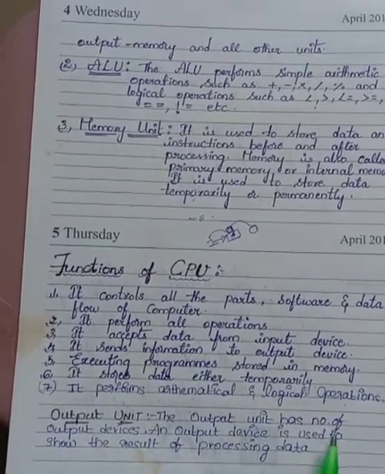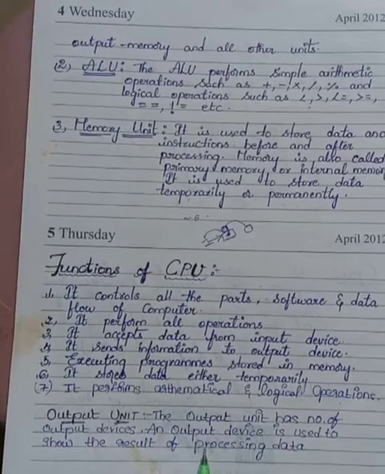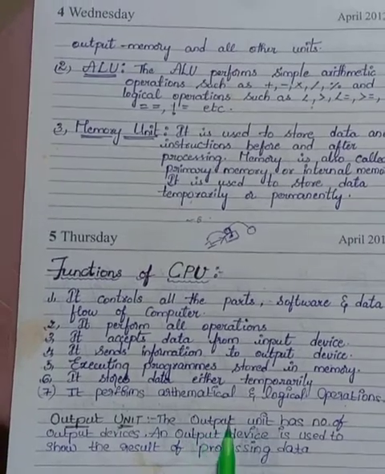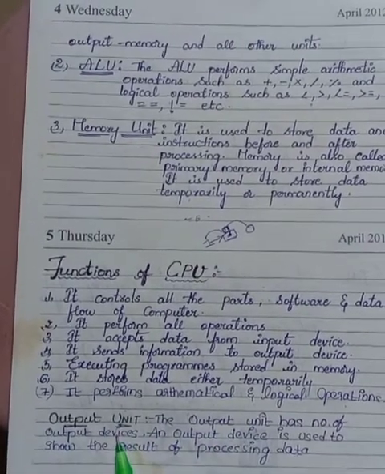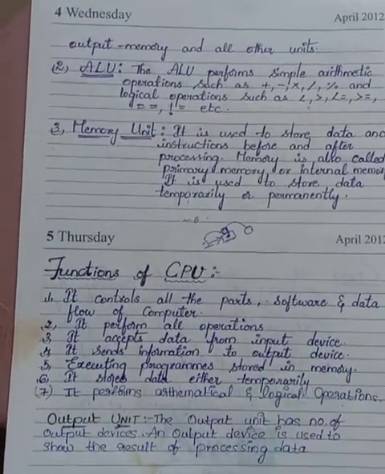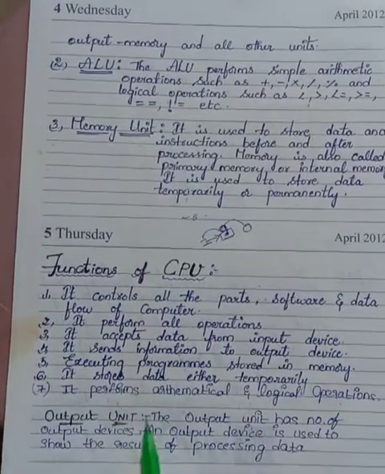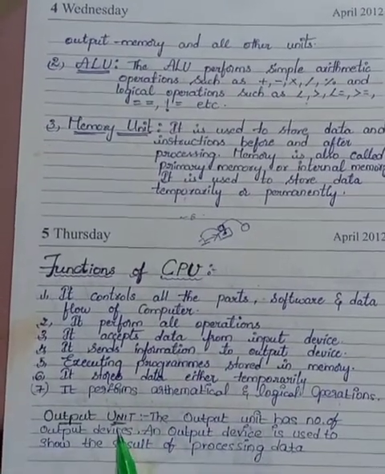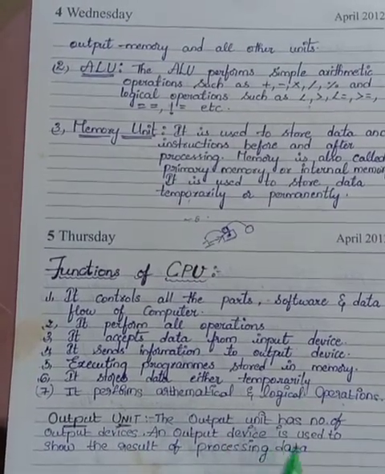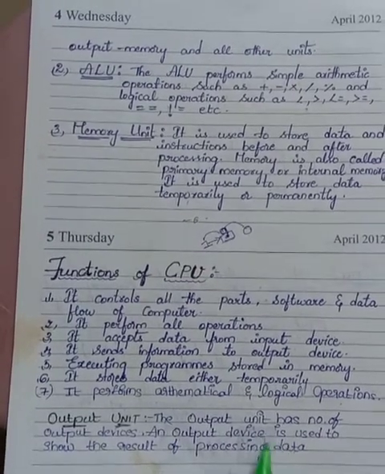The output unit has a number of output devices, as an output device is used to show the result of the processing data. Here we are telling that the output unit has a number of output devices. What are the output devices? In a simple manner, the output devices are those which are used to give output to the users. In which device we can see the output, those are called output devices, like monitor, printer, etc. An output device is used to show the result of the processing data.